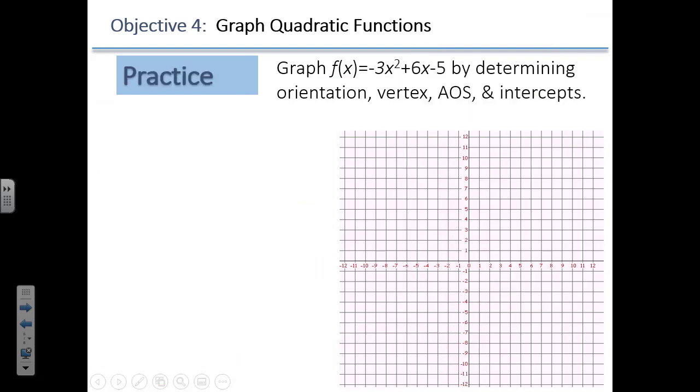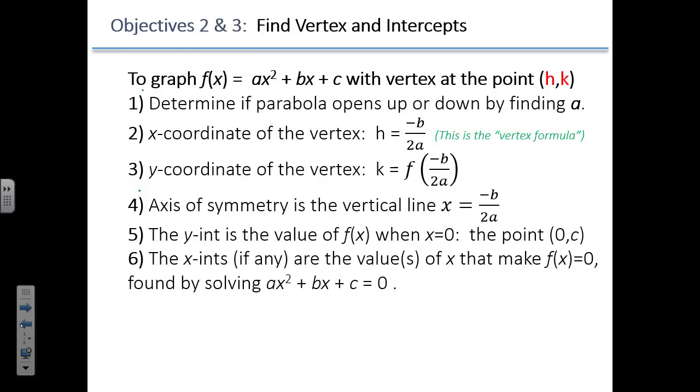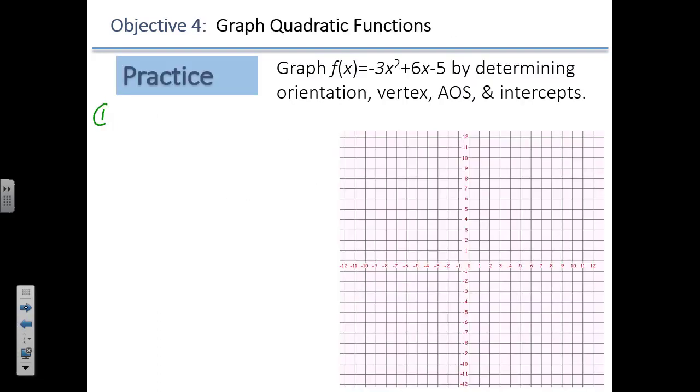Okay, I've got this problem labeled as a practice problem. If you want to pause the video and go ahead and try this one, you can sketch yourself a piece of graph paper and see if you can find those 6 aspects of what this parabola is going to look like. Let's go ahead and take a look here. So we're going to go through the same 6 steps, which means I'm going to jump around just a little bit.